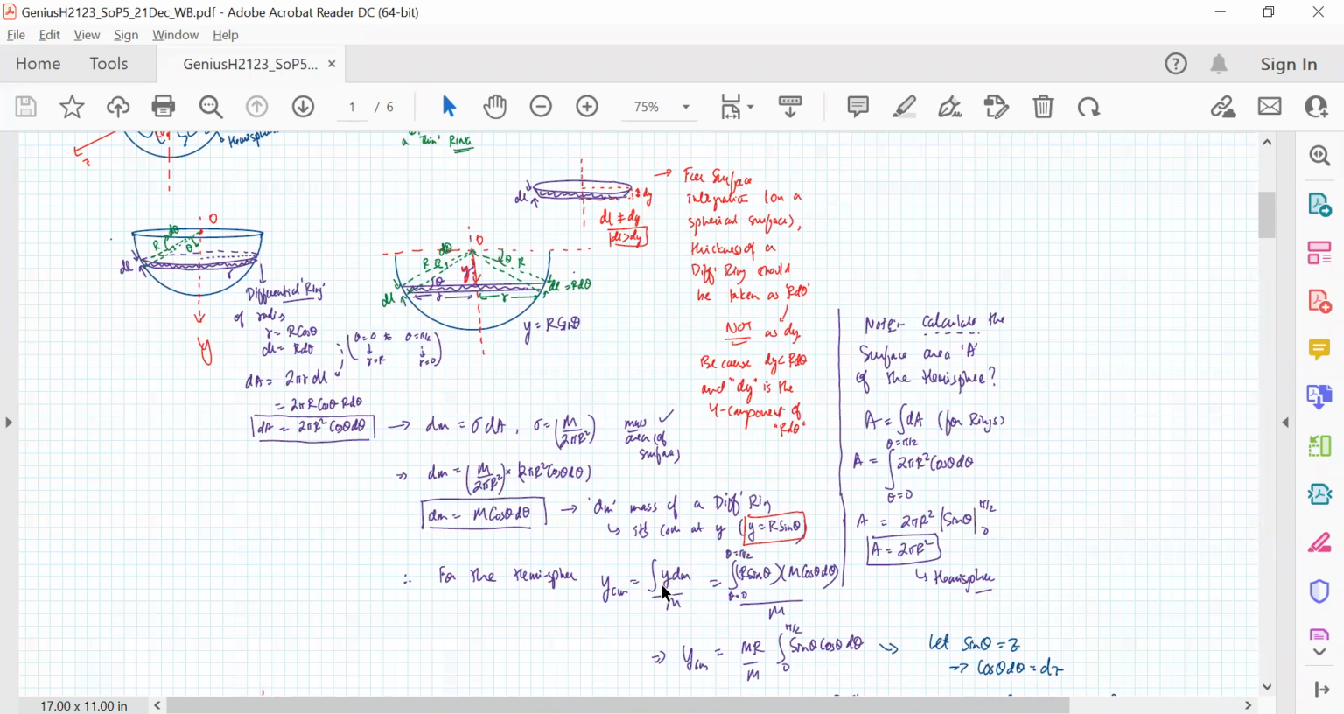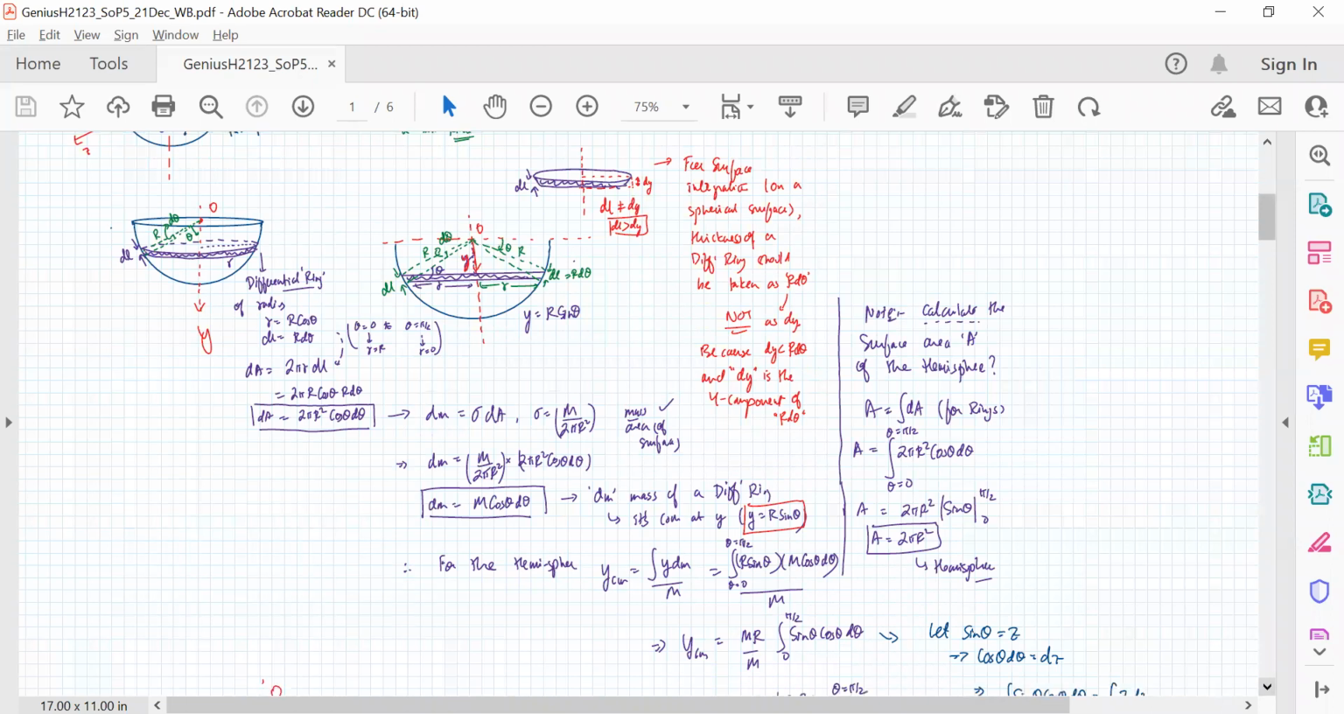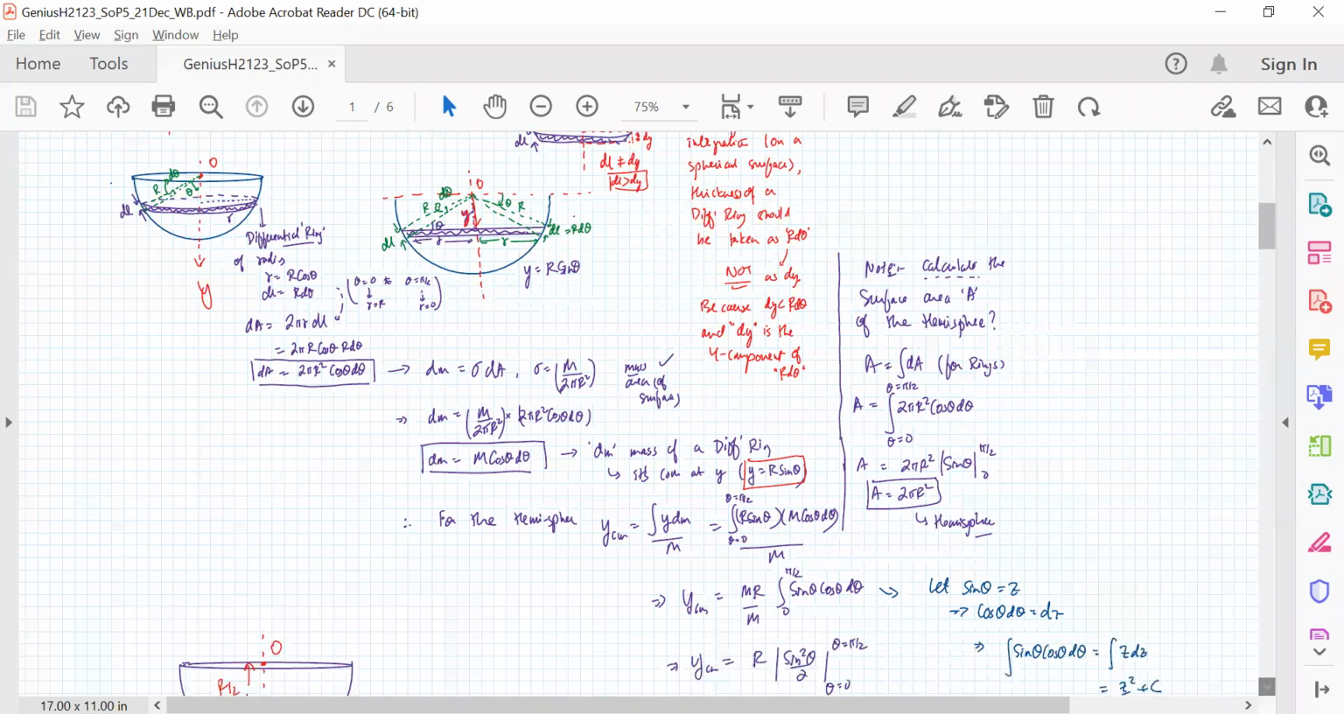Okay. So now replace these two terms in the integration, y as capital R sine theta and dm, which we have written as M cos theta d theta. And once again, the limits are simple. We are going from theta equal to 0 to theta equal to 90 or pi by 2, because we are going from the topmost ring for which theta is 0 to the bottommost ring where theta is 90 degrees. So now this integration has to be done.